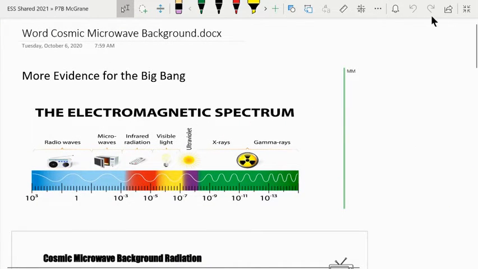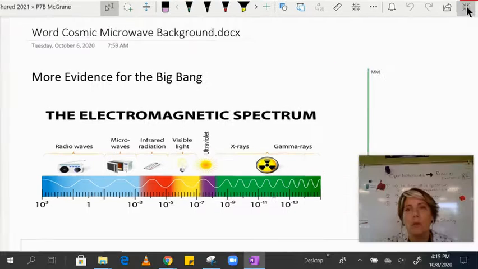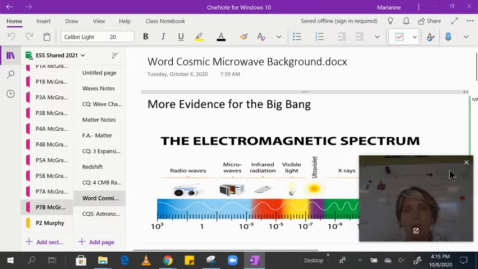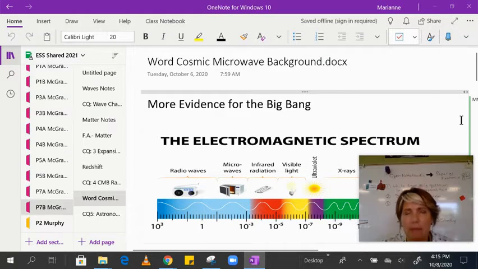All right. Today, we are going to be showing and talking about more evidence for the Big Bang. Now, remember, the Big Bang happened 13.7 billion years ago. And so, in order for us to be able to defend that something like that happened 13 billion years ago, we have to find evidence that's around today that says that this expansion of energy happened 13 billion years ago.